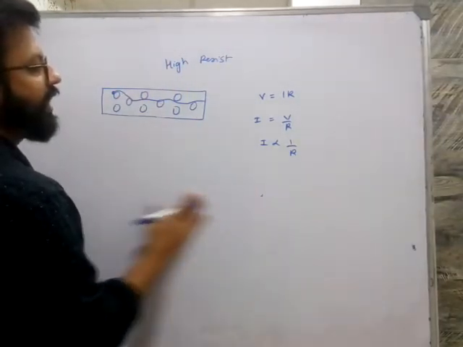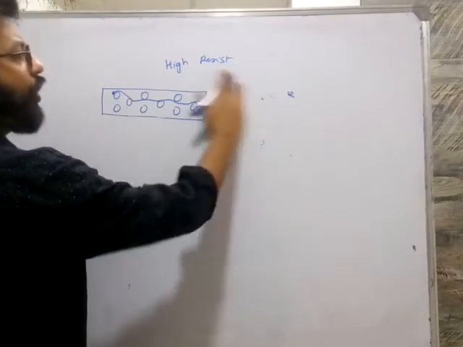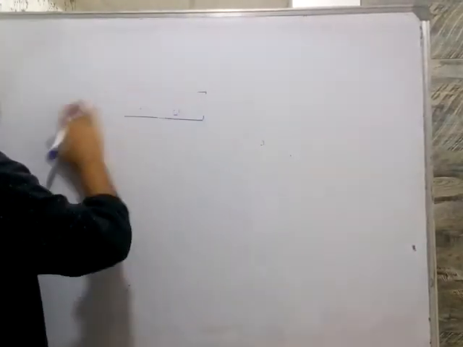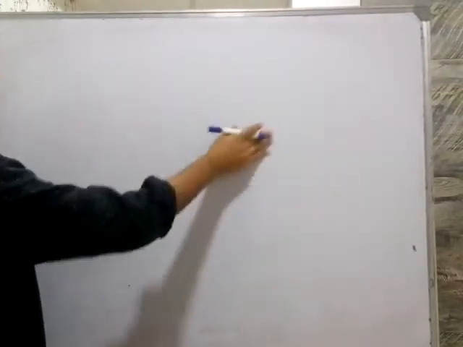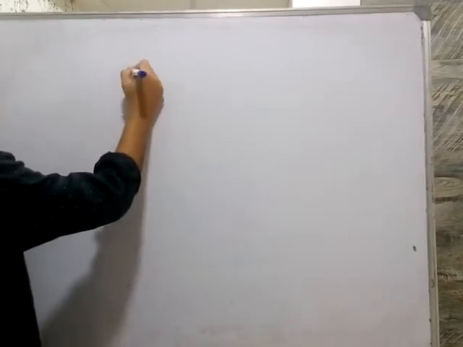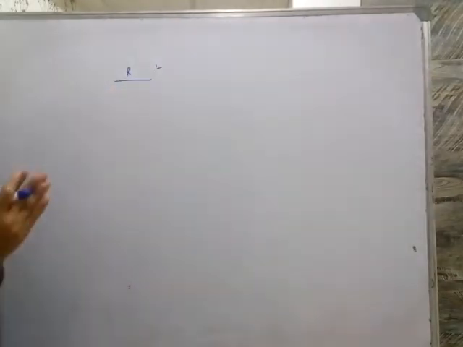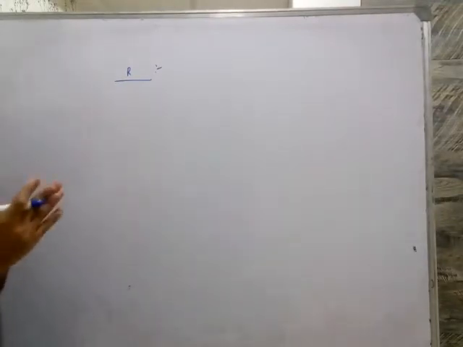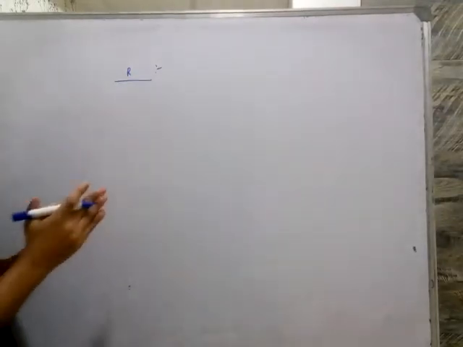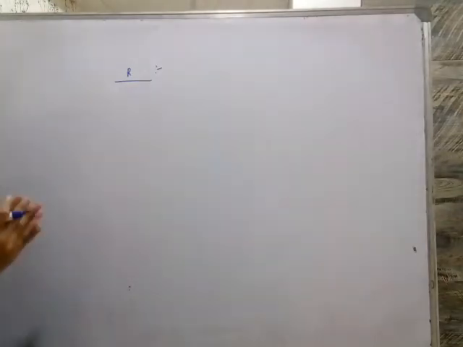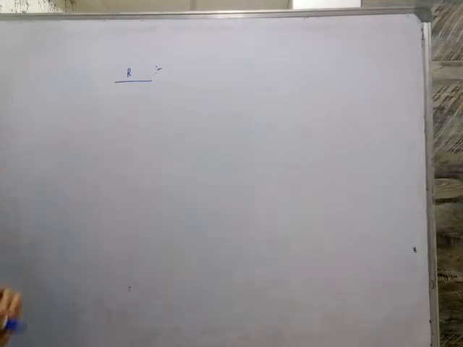Now we will study the factors on which the resistance of the conductor depends. Very important, the factors on which the value of R depends. It depends upon three factors. One is length, another is area, and the third one we will study further. So first is length and second is area. We will see how it depends on the length of the conductor.